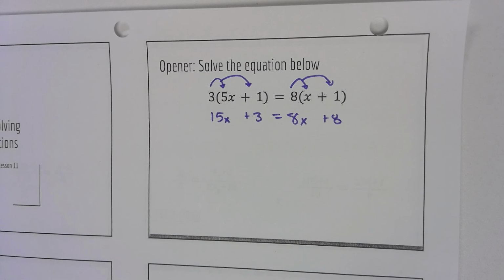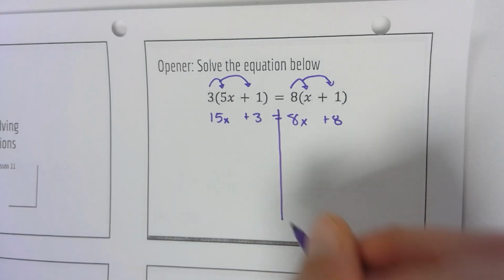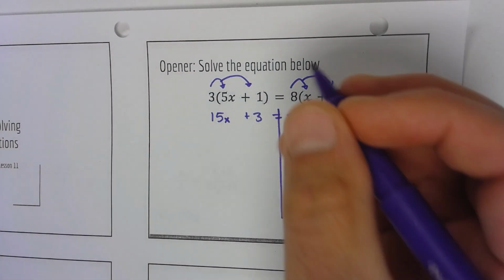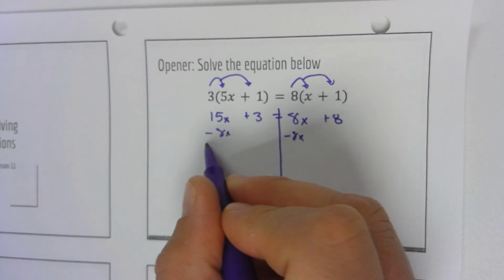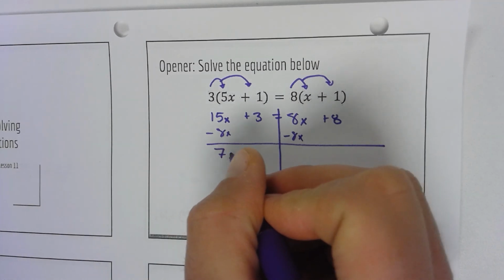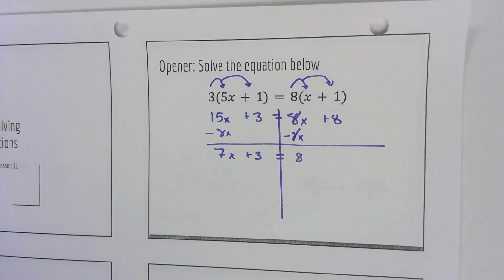Then we're wanting to get the variable to the left side, although it really doesn't matter. If you want the variable on the left or the right, it should all work out the same. So I'm going to minus the 8x because I like the variables on the left-hand side. That gives me 7x plus 3, and now it equals just 8.